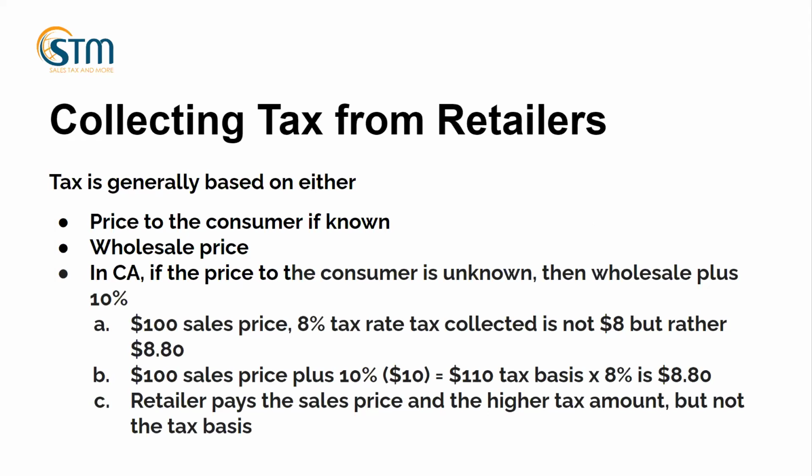So normally, if it's an 8% tax rate, the tax would be $8. But in this instance, it's not. It's $8.80 because the $100 sales price plus 10% is $110. So that's my tax basis. Even though the purchase price is 100, my tax basis is 110, and 8% of that is $8.80. So the retailer pays the sales price and the higher tax amount, but not the higher tax basis.